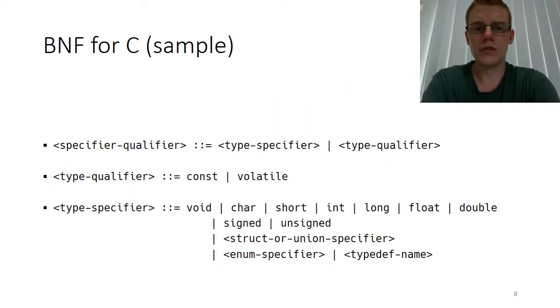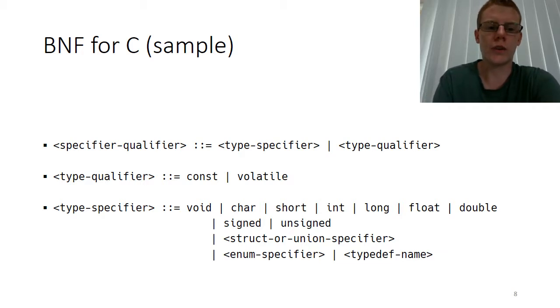Now here's a sample of some of the Backus Naur Form that describes the C programming language. This is a very small sample of it, but if you look for BNF for various programming languages, you'll find often that they're not as long as you might expect for something as powerful as a modern day programming language.